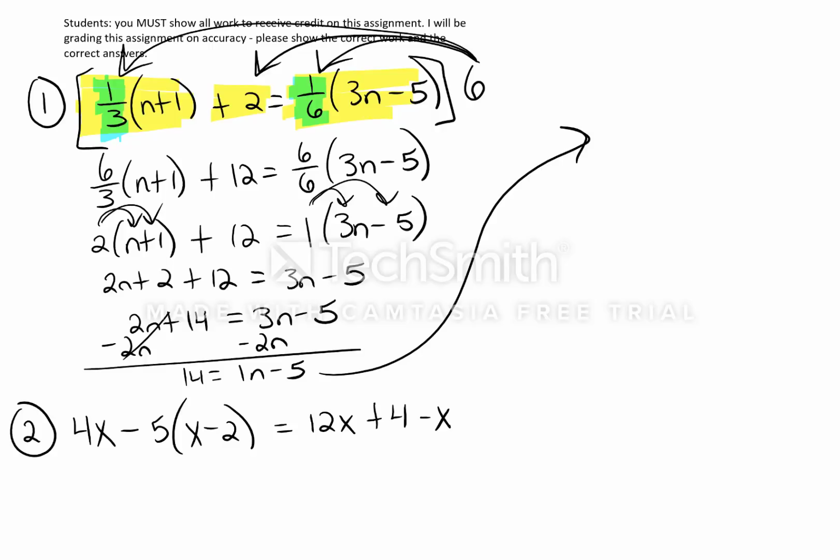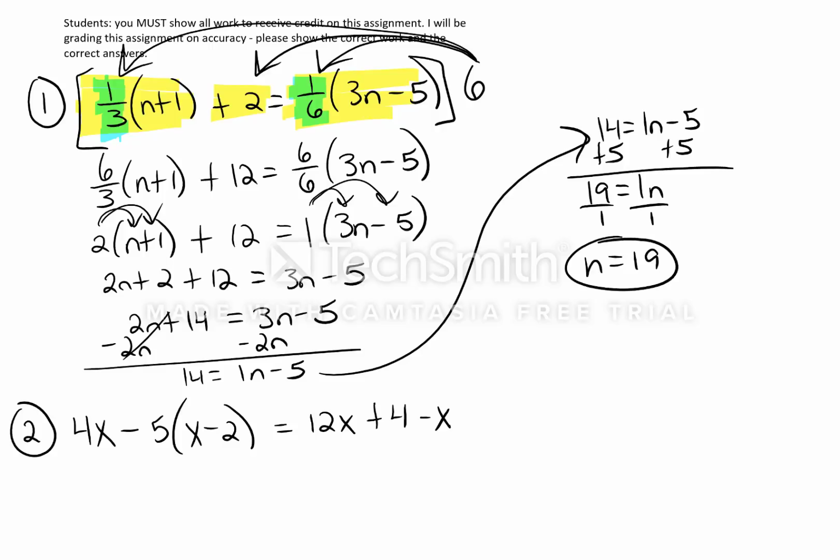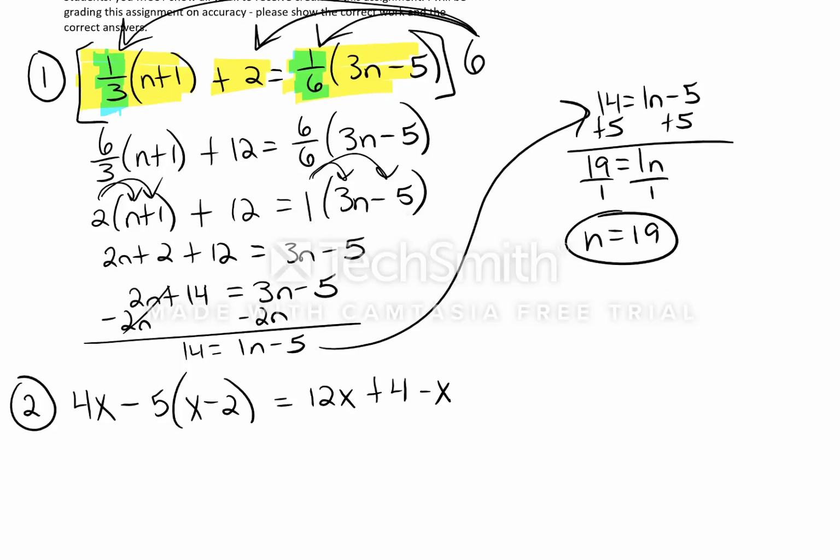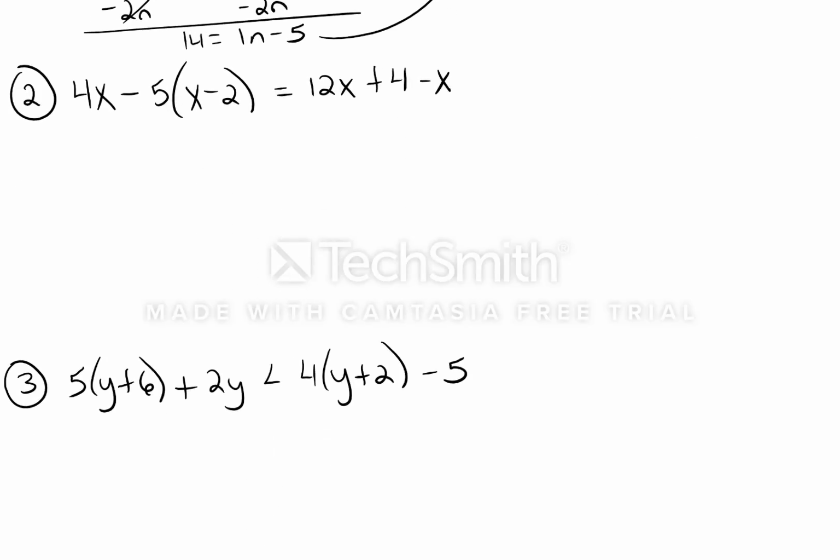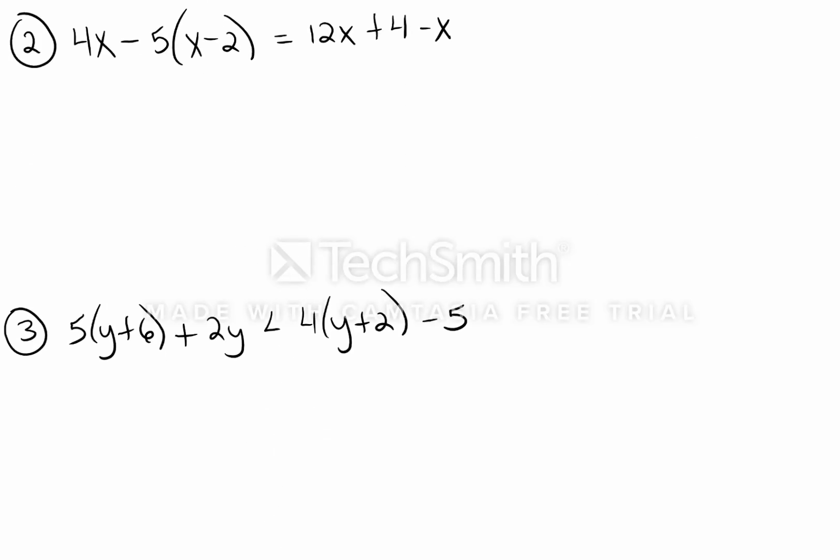I need to get my constants on the same side now. So I'm going to add 5 to both sides. Add down. I get 19 equals 1n. Finally, to solve for n, I divide by 1 on both sides, and I get n equals 19. If you need to pause, go for it, but we're going to move on here to 2.